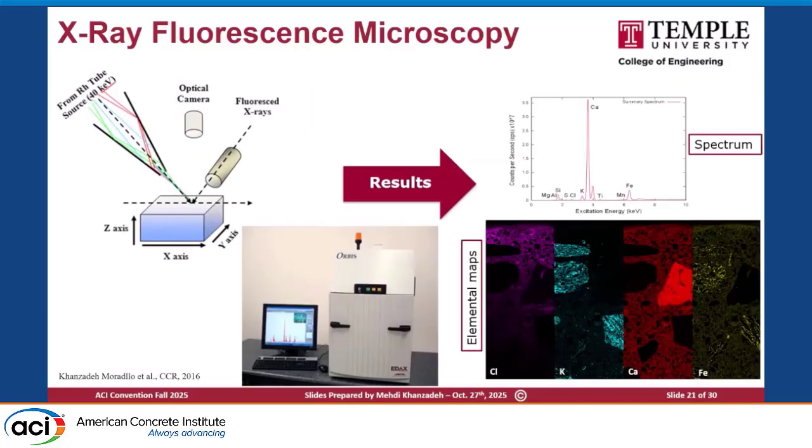So the type of data we get from this technique is, other than a spectrum, we can get elemental maps. Okay, so similar to the SEM technique, but the good thing about the micro XRF is I can use it for 4 by 4 inch samples, large samples, with very low preparation needed. Okay, so that's an advantage compared to SEM.